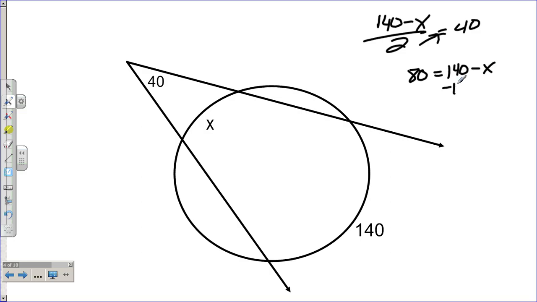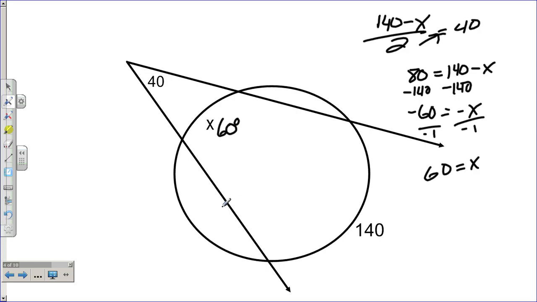I would subtract 140. I'd get negative 60 equals negative x. Divide by negative 1 to get rid of that negative sign. 60 equals x. So in this case, this smaller arc is 60 degrees.